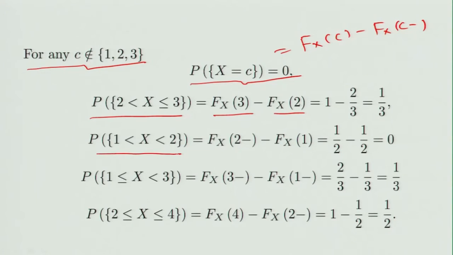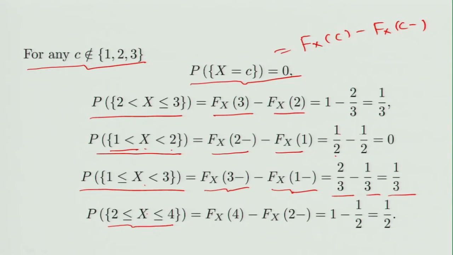Probability 1 less than X less than 2 is the same as probability X less than 2, which is F(2 minus), minus probability X less than or equal to 1, which is F(1). F(2 minus) minus F(1) is 1 by 2 minus 1 by 2, which is 0. Probability 1 less than or equal to X less than 3 is the same as probability X less than 3, F(3 minus), minus probability X less than 1, which is F(1 minus). F(3 minus) you can see is 2 by 3, F(1 minus) is 1 by 3, so this turns out to be 1 by 3.